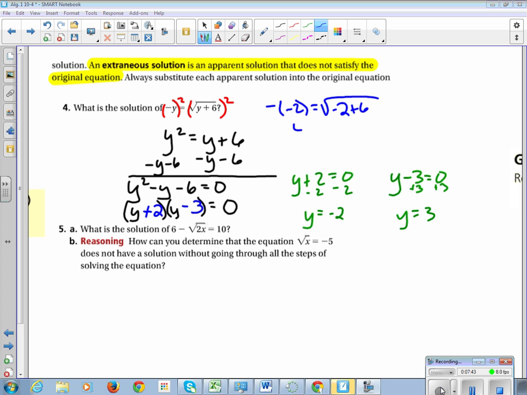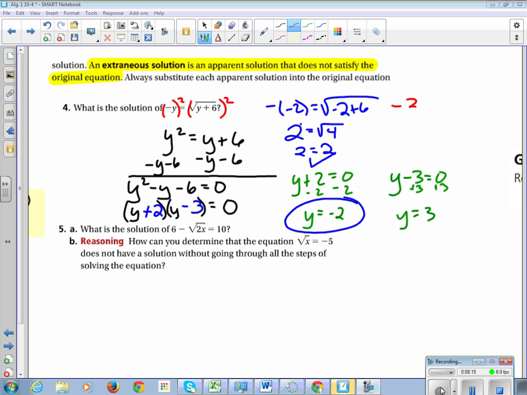A negative and a negative give you a positive, and negative 2 plus 6 gives us 4. Square root of 4 is 2. Is 2 equal to 2? Yes. So this is for sure a solution. Now for 3 over here, we have to see if 3 works.